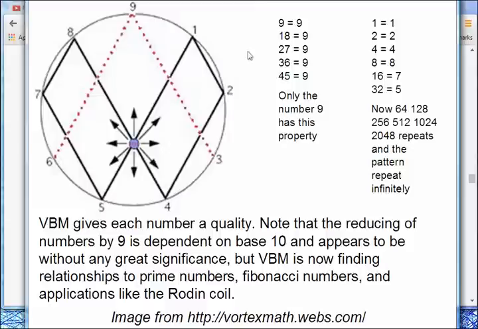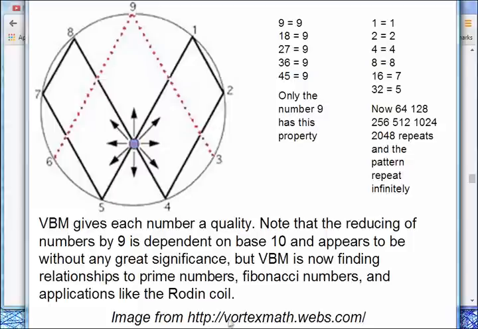So I just wanted to point out that this idea that 3, 6, and 9 are different qualitatively is part of VBM, the vortex-based mathematics, and vortex-based mathematics claims to be making all kinds of incredible discoveries. They also notice the relationship to Fibonacci numbers and relationships to prime numbers, etc. So interesting mathematical things, and now they're applying it and making these Rodin coils. We'll find out over time if these ideas being applied to Rodin coils actually work or not.